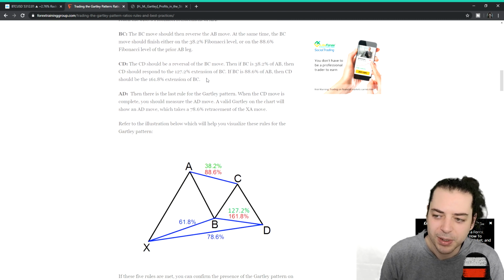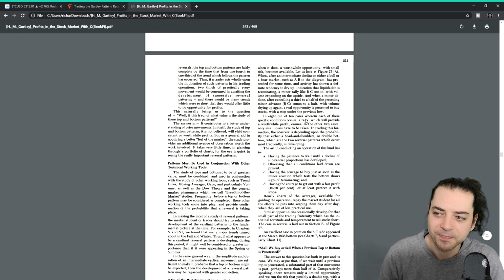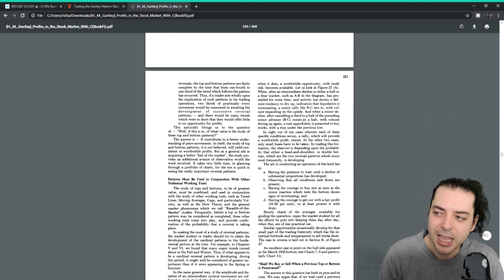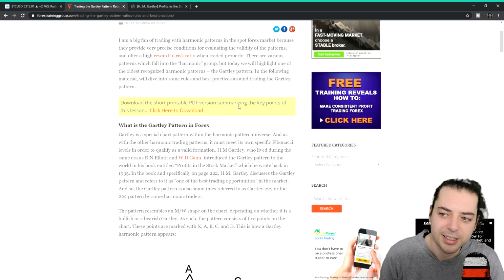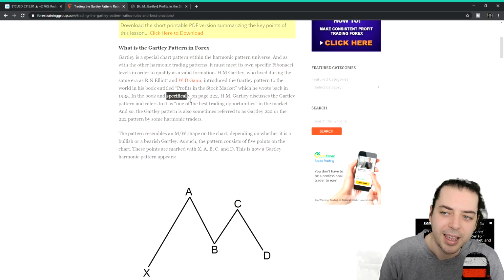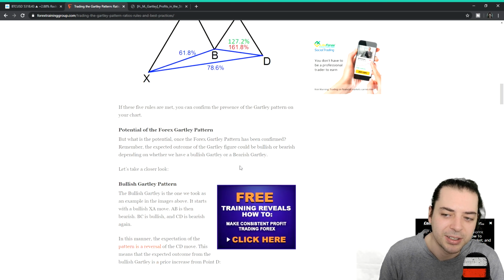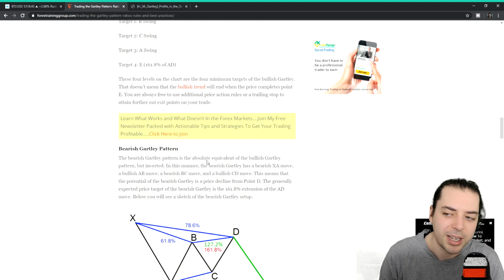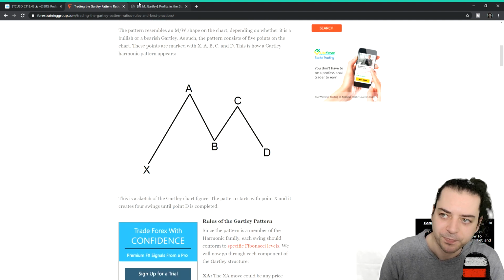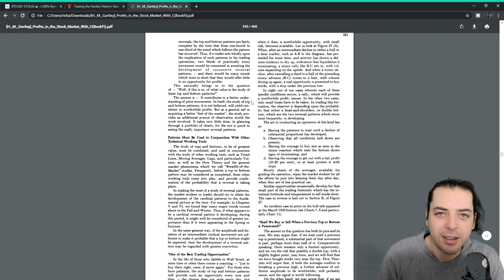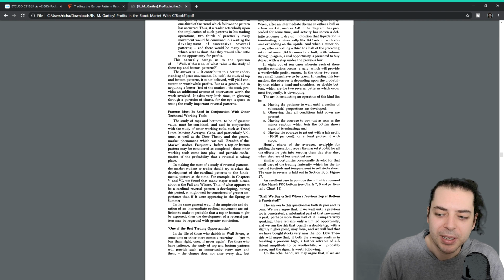So for the benefit of everybody who wants the too long didn't read version of this whole thing from very start to finish, here is the book that he published back in 1935, H.M. Gartley. And as you can see, this guy here says that the Gartley pattern is on specifically page 222 of the book. Now, he obviously goes into sort of extreme detail with the prices and the rules and blah, blah, blah. And Gartley himself actually was a little bit more easygoing with his language, and I think maybe we can benefit from reading this.